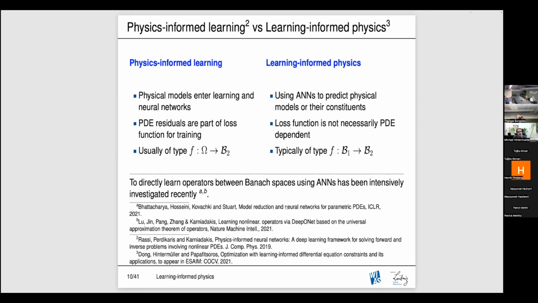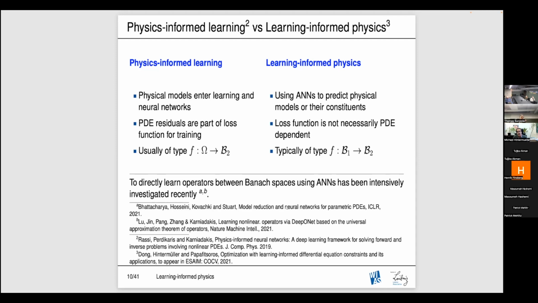In a sense, there's a function which should solve the PDE by this mapping N, and then you try to find these parameters W and B by minimizing an objective function, which typically involves the PDE residuals as loss functions in the training phase. Whereas learning-informed physics is different.